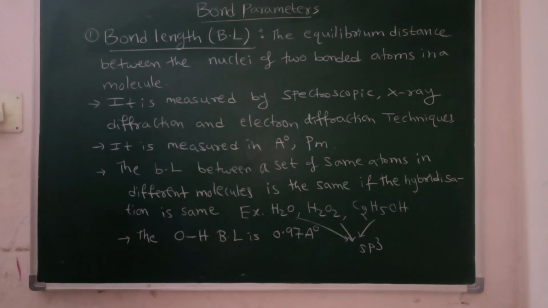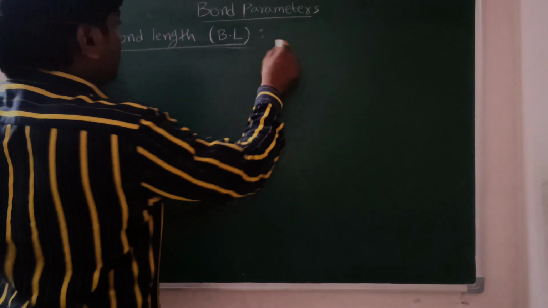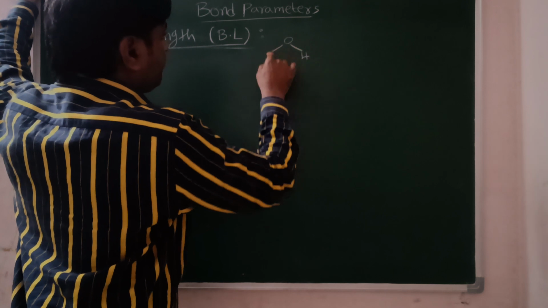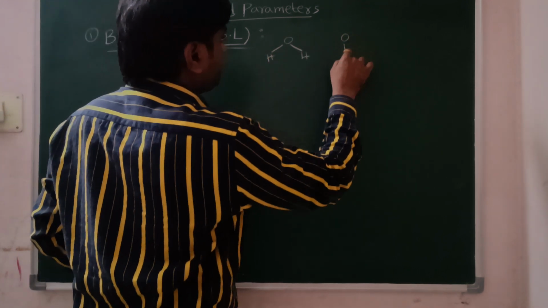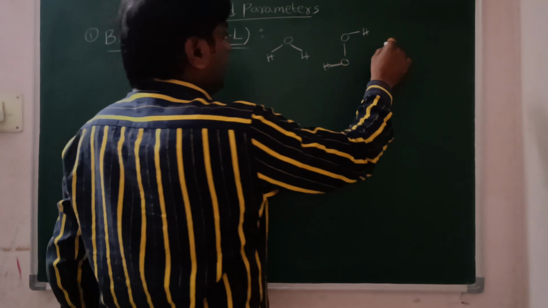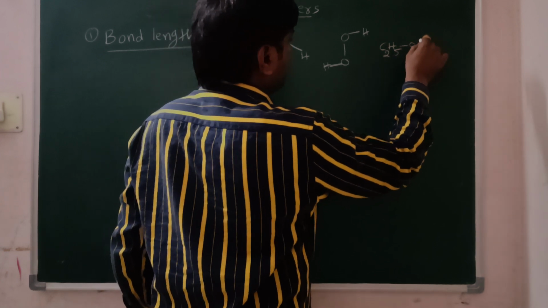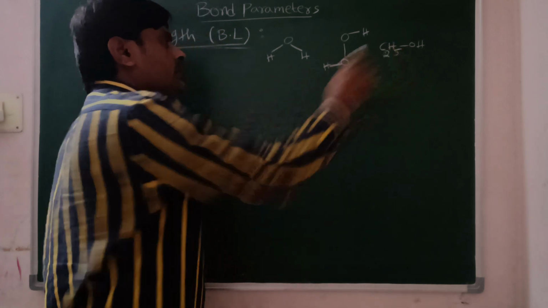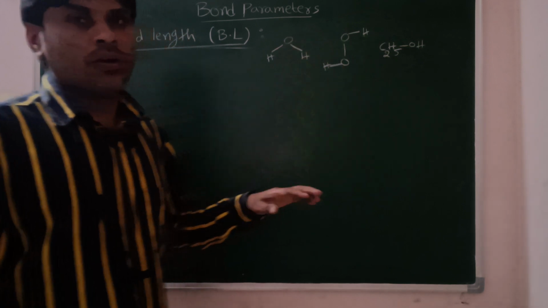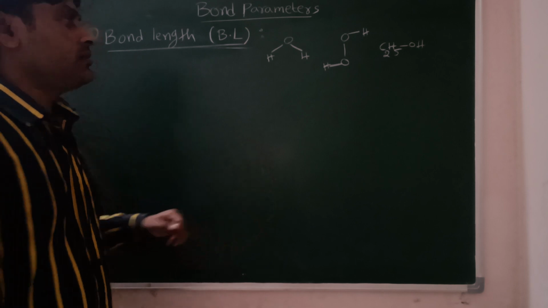So this is the first one. H2O, water, and H2O2, and ethyl alcohol, C2H5OH. In these three compounds, the oxygen-hydrogen bond length is the same. That is, as we have just written, 0.97 angstroms.